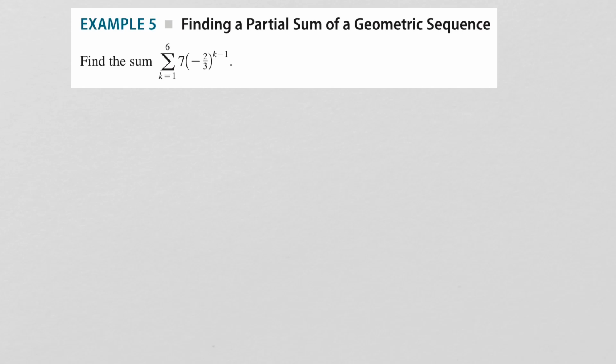This problem here is essentially the same thing. It's just written in summation notation. And so if I plug in k equals 1, notice that 1 minus 1 is 0, and negative 2/3 to the 0 is 1. So we just get 7. If we let k equal 2, we're going to have plus 7 times negative 2/3 to the 1. K equals 3, we're going to have 7 times negative 2/3 to the 2, etc. All the way up to the last term.